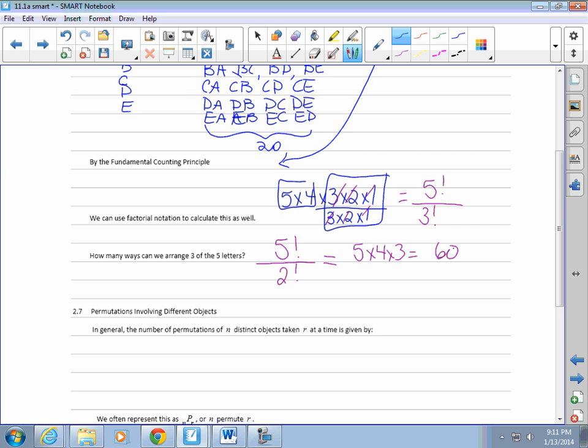So in general then, the number of distinct objects taken r at a time is given by n factorial, so the total number of arrangements you have, so permutations or arrangements you have of the objects, but how many are you taking at a time? So n, if r is how many you're taking at a time, then you divide it by how many are left.